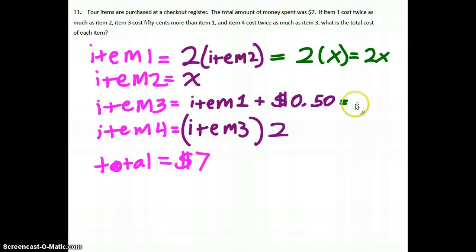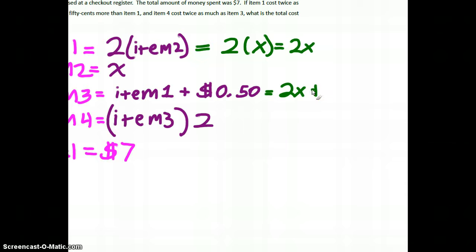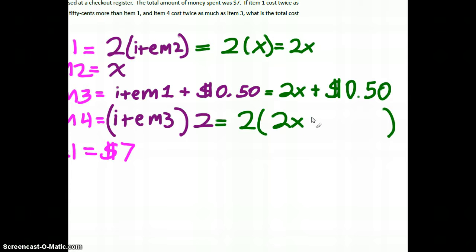So this expression here now is going to be whatever the value was of item 1, which we now know is 2x, plus that additional 50 cents. Now looking at the cost of item 4, it says that it's 2 times whatever the cost of item 3 is. And looking at item 3 right here on this line and going all the way across, we get that item 3 is 2x plus 50 cents.